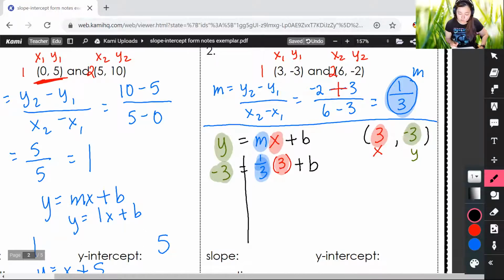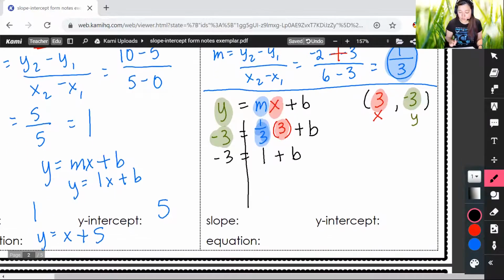Okay, 1/3 times 3. Let's go ahead and solve that out. 1/3 times 3. If you have 3 slices of a cake, like you cut a cake into 3 slices and then you keep all 3 of those slices together, you have a whole cake. So this is just -3 equals 1 plus b. Now, we want b to be by itself because our answer for what is the y-intercept has to be like b equals something, right? If we have something right now, all we're saying is that -3 is equal to b plus 1. That isn't telling us what b is.